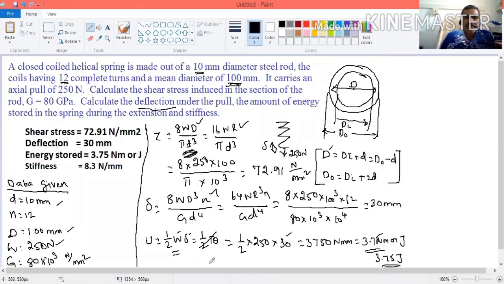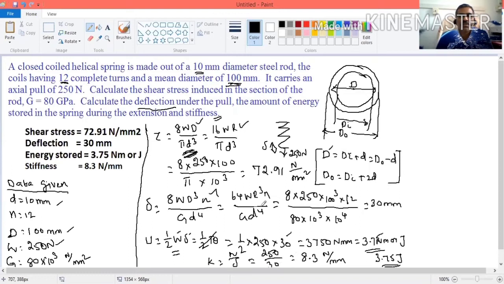So finally, if you want to find the stiffness, what is the equation to find the stiffness? Stiffness K is equal to W by del. From this equation you can find W by del also, but already we have the value of W and del, so you can directly substitute and find. W is equal to 250. Del is equal to 30. So now stiffness is equal to 8.3 Newton per millimeter.